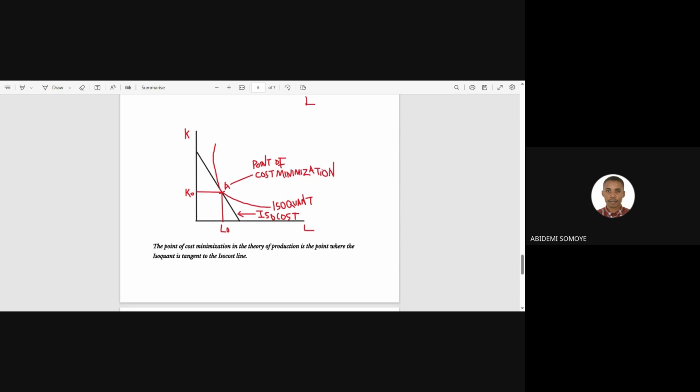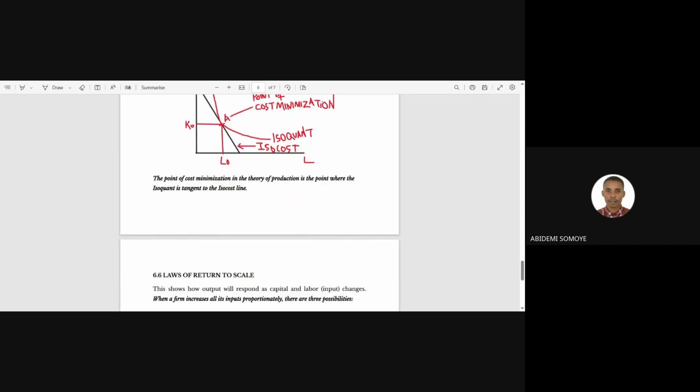So the point of cost minimization in the theory of production is the point where the isoquant is tangent to the isocost. Is this clear? Is it clear, guys? Yes. Okay, Gary, is it clear? Yes, sir.